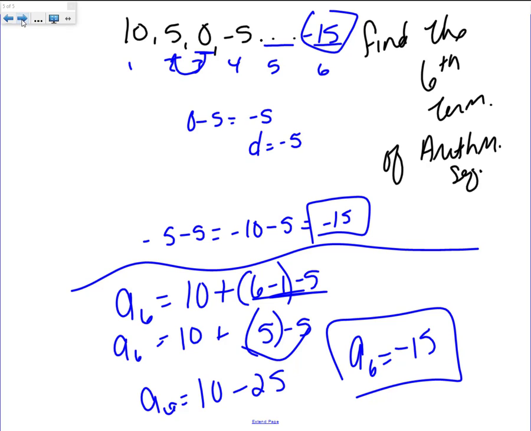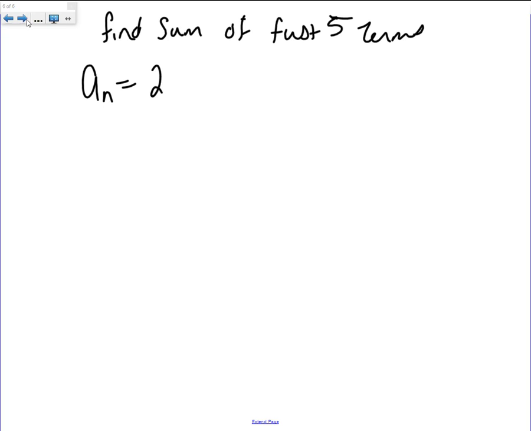All right, the next part is asking you to find the sum. Well, the sum is the answer to adding numbers together. So it says, find the sum of the first 5 terms. So guess what they gave us? Not the first 5 terms, but they gave us the general term. That's 2n minus 5. So n is the position number.